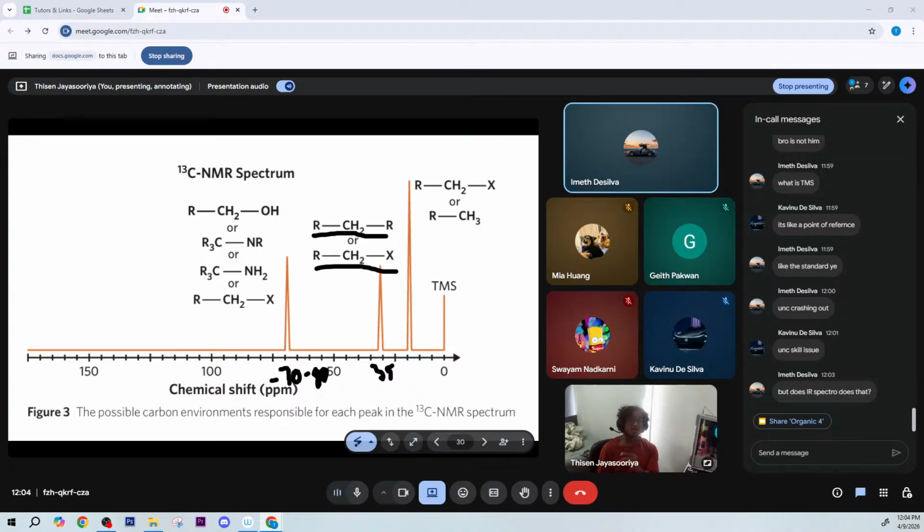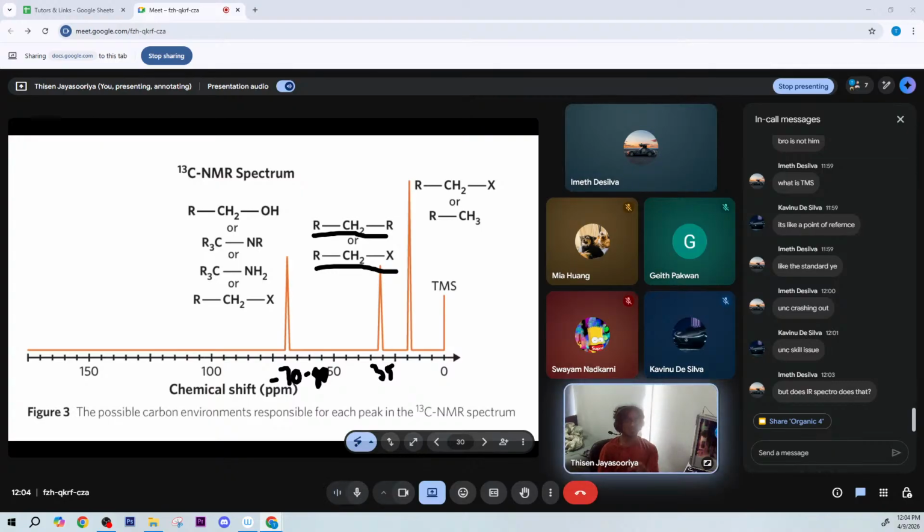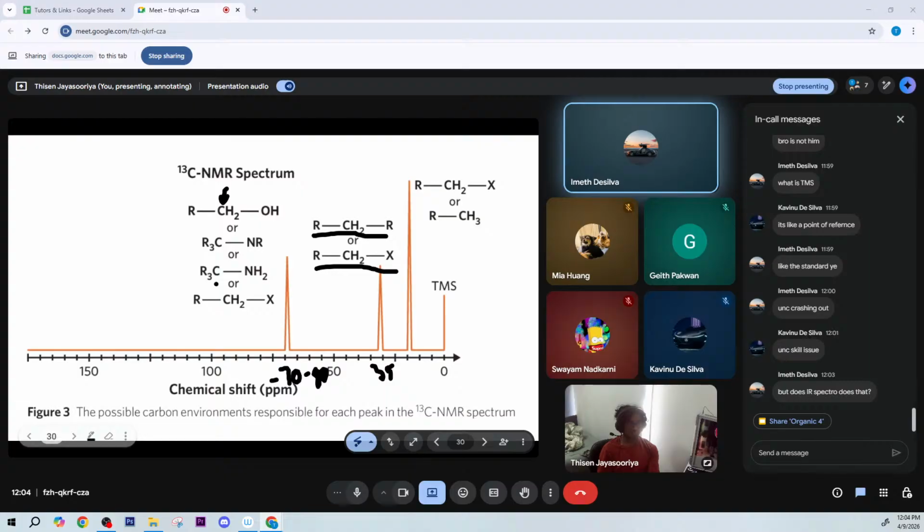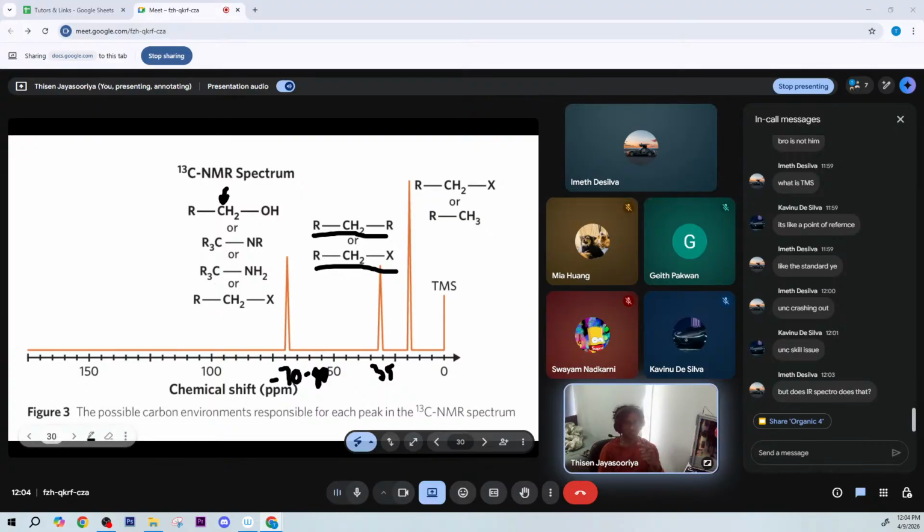So IR spectroscopy uses infrared light to vibrate the bonds. Yeah. NMR uses magnetic resonance to vibrate the actual particle itself. So here it's vibrating carbon. Yeah. One finds the bonds between molecules. The other is more about the environments that are present, how many environments are present.